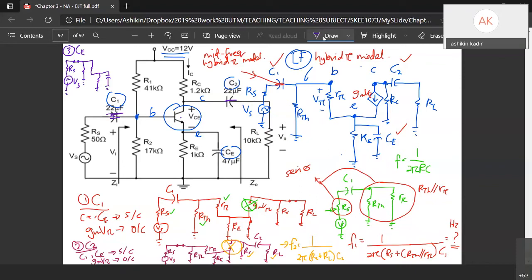Okay, so gmVπ is open circuit. I don't want to draw it again. Here is Rπ. Here it is RE. This is RTH. Okay, everyone? Yeah. So here you can see the CE. You have 4 resistors over here.